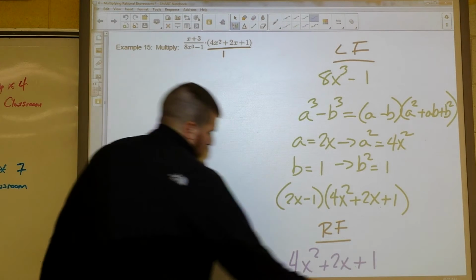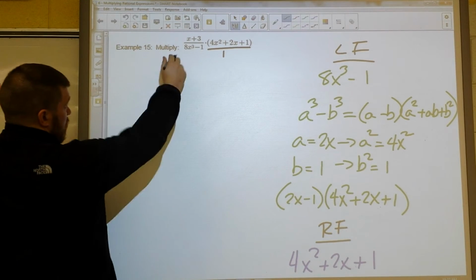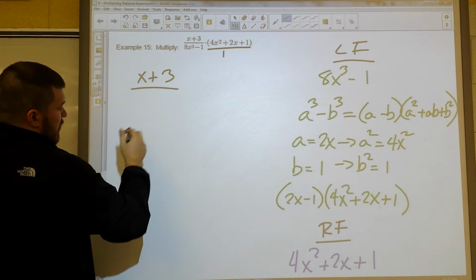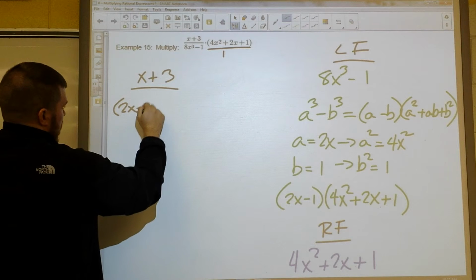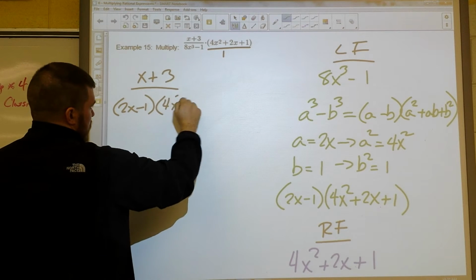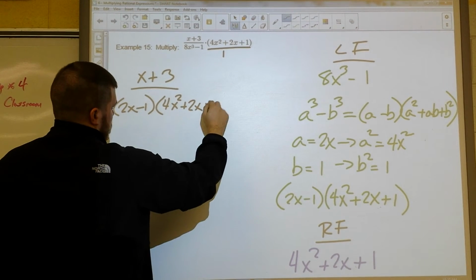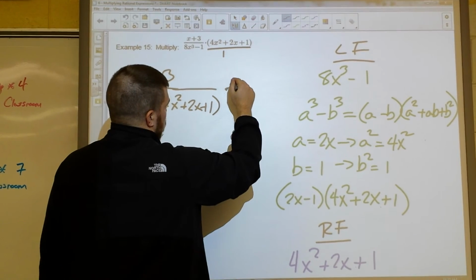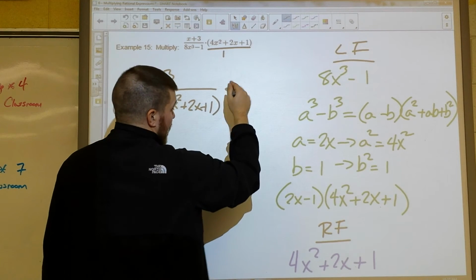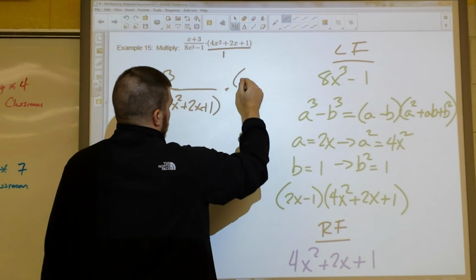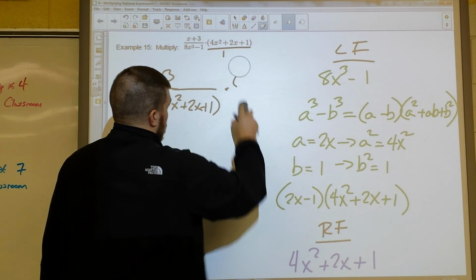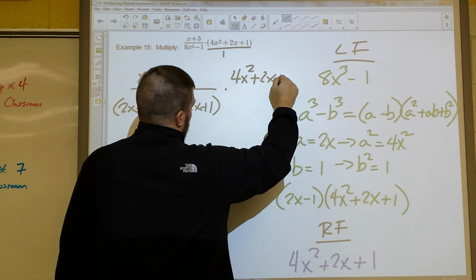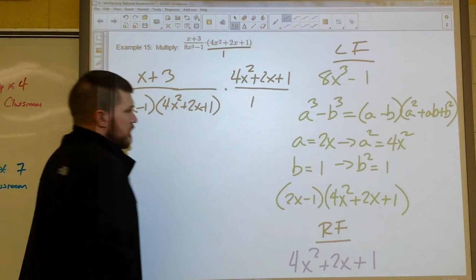So what I want to do now is start rewriting my problem. So my left fraction, the top just stayed the same. But on the bottom, we rewrote it as 2x minus 1 times 4x squared plus 2x plus 1. That's all my left fraction. Times my original right fraction. Again, nothing could be done. We tried, but no go. So we have 4x squared plus 2x plus 1 all over 1.